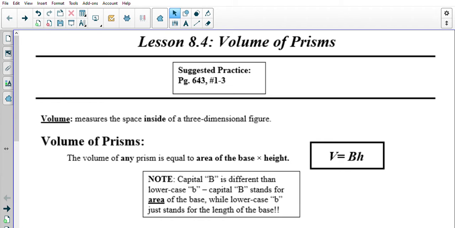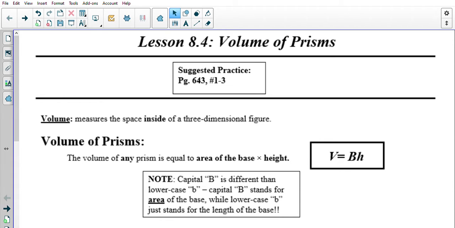So today's lesson is going to talk about lesson 8.4's guided notes on the volume of prisms. There's quite a few formulas we're going to talk about here. There's one major formula, and then we're going to break it down into two different versions, and we'll talk about several different types of prisms. Before we do that, let's talk a little bit about what volume is.